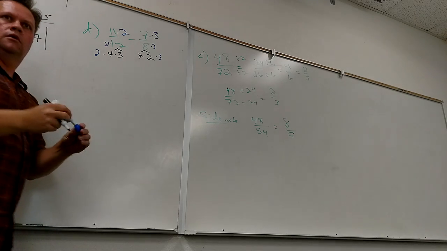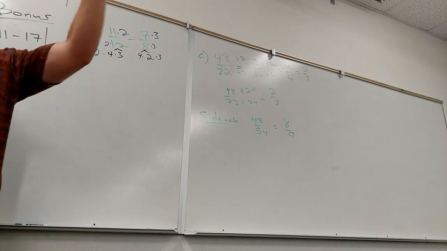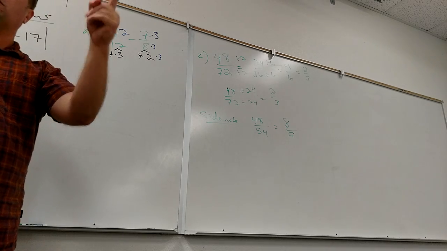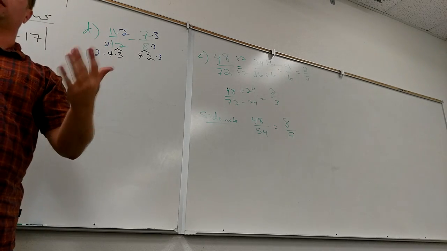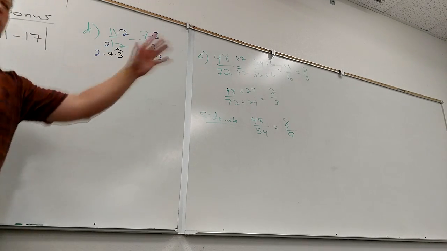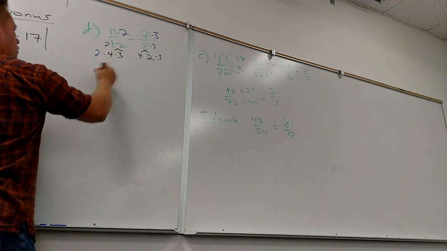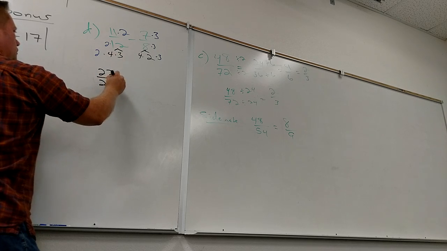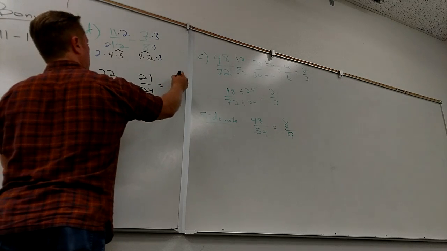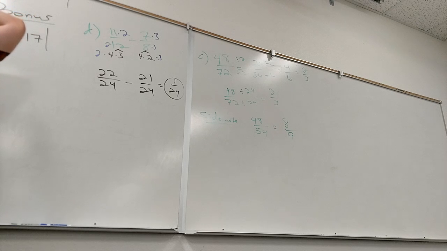Do you understand? So when the numbers get bigger and grosser, what do you do? Break them down into their parts. See who's missing what compared to the other one. That makes it a lot better than trying to count by 32: 32, 64, oh my God, when do I get there? So what do you get here? 22 over 24 minus 21 over 24 equals 1 over 24. Is that all right?